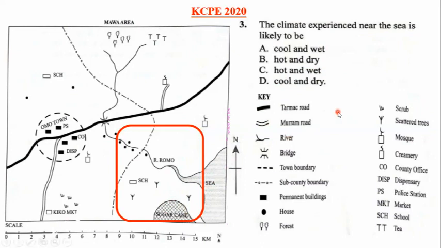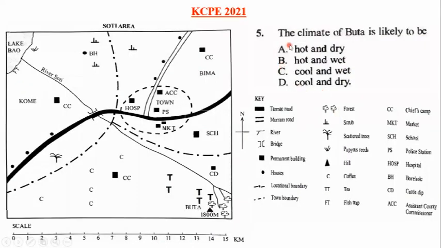So when we look at another question, KCPE 2021, the climate of Bhuta is likely to be what? Now this is salty area, but Bhuta is down here. So this is a question asking about the climate of a given area on the map. Here, Bhuta, you realize, is down here. Now, the type of vegetation is the forest. The crop that is grown there is what? It is the tea. Tea is being used.